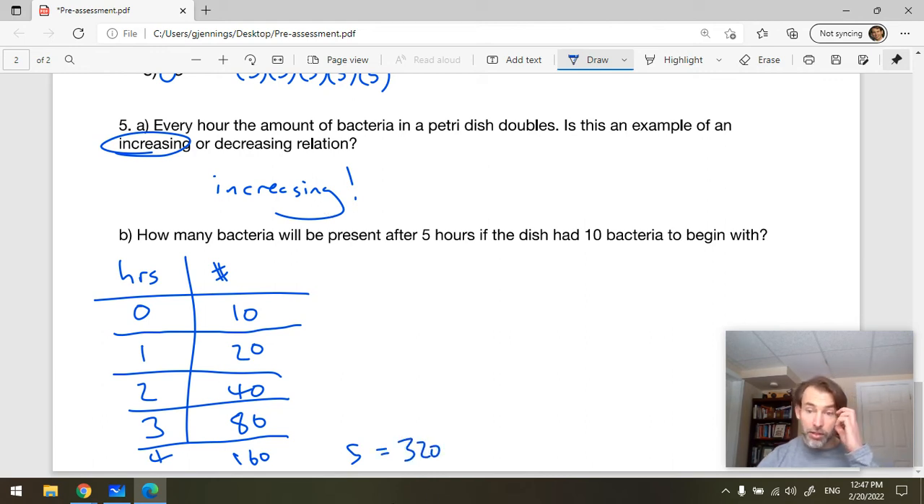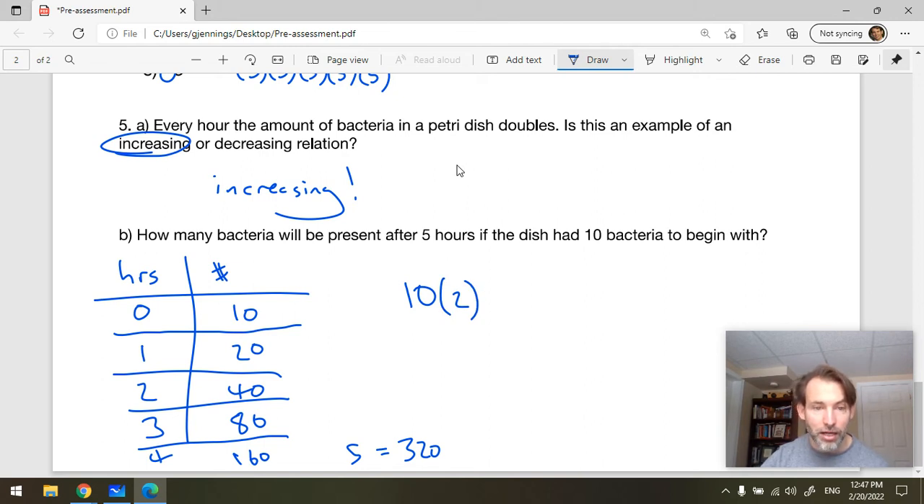Okay. Now, many of you might be saying, what if you asked me, Mr. Jennings, how many bacteria will be present after 50 hours? I don't want to write a chart that's that long. Okay, well, here's how you can create an expression that will do this. You take your initial value, there's 10 bacteria, and it doubles every hour. So basically, I'm multiplying by 2.